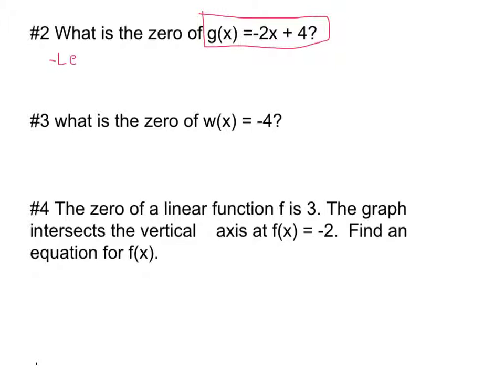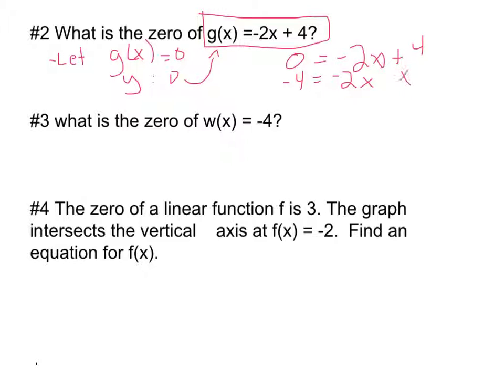So let g of x equal 0. Now remember, that really just means y equals 0. So let's just plop a 0 right there. So 0 is equal to negative 2x plus 4. And now all you do is solve for x. So minus your 4. Boy, this is difficult, isn't it? All this algebra. And divide by negative 2, so x is equal to 2. Check it out. That means 2 must have been the 0 of the function.